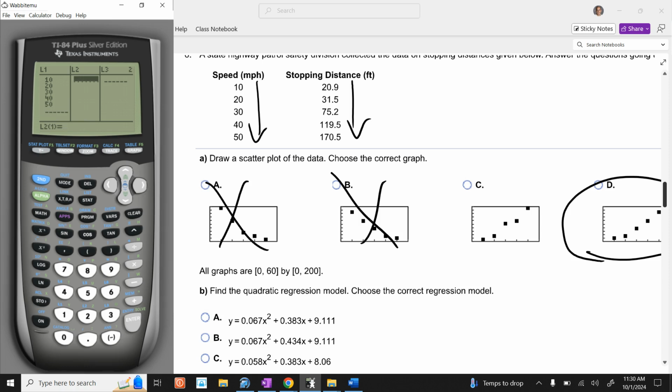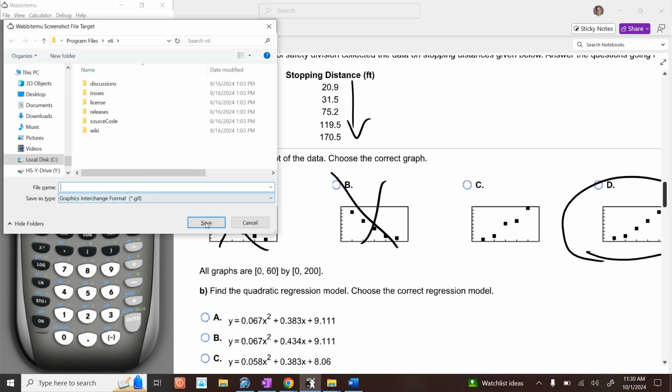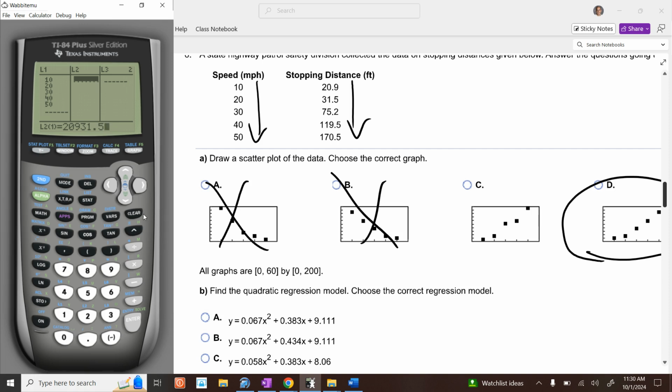Over here, 20.9, 31.5. 20.9, enter. 31.5, enter. 75.2, enter. 119.5, enter. 170.5, enter. Okay. So I want to get a graph out of these.